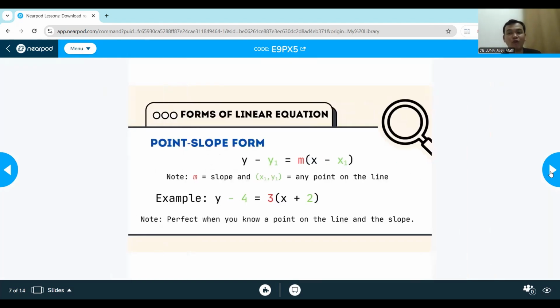Second, we have the point-slope form, which is y minus y sub 1 is equal to m, or the slope, times x minus x sub 1. As I mentioned, m is the slope and the point (x sub 1, y sub 1) is any point on the line. Okay, in the given example, y minus 4 equal to 3 times x plus 2. The slope is 3, and the point on the line is (-2, 4).